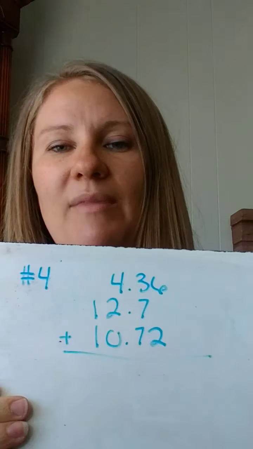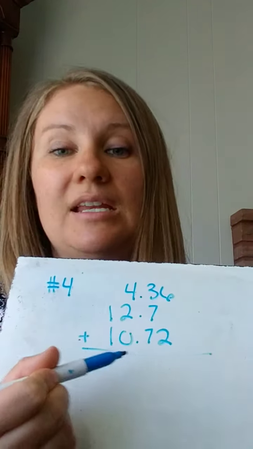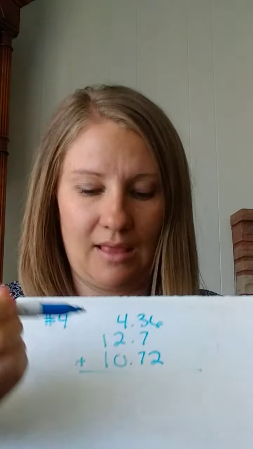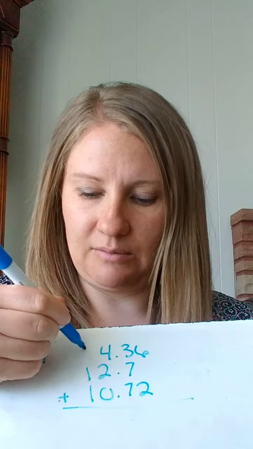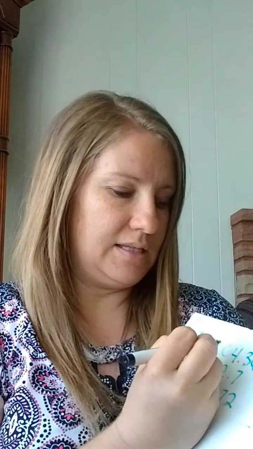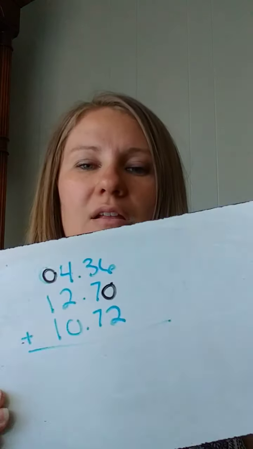All right, number 4. We'll be adding decimals. So we have 4 and 36 hundredths plus 12 and 7 tenths plus 10 and 72 hundredths. All right. Now, many of you in my class know that I like to put zeros in our empty spots to help us keep everything lined up. So I'm going to go ahead and put in some zeros here. I'm actually going to switch to my black marker because my blue one is running out. So I'm going to plug in some zeros here just to help us keep everything lined up.